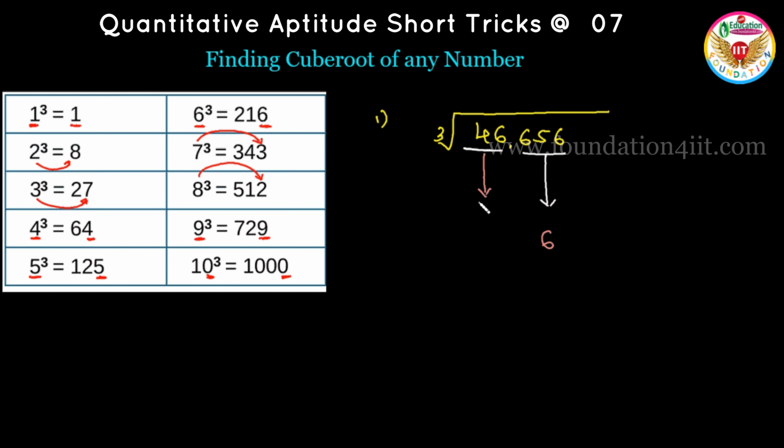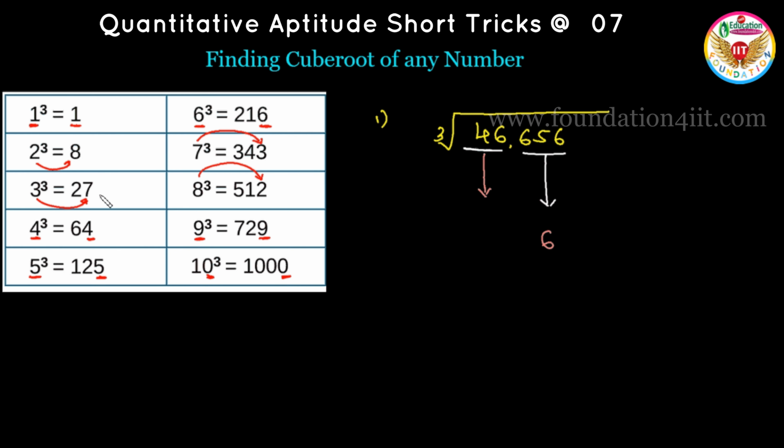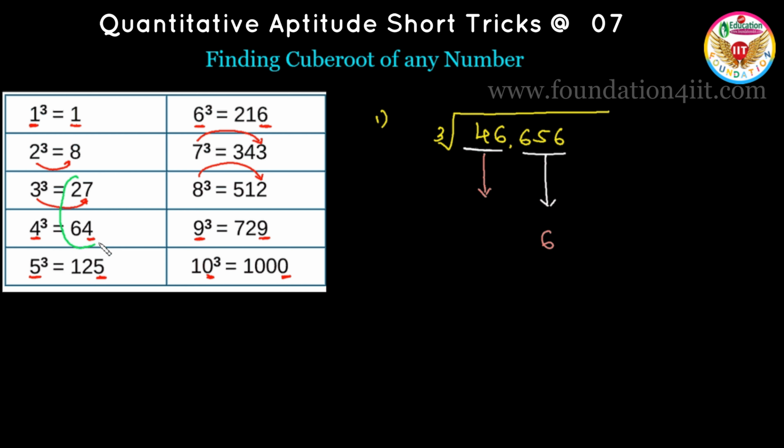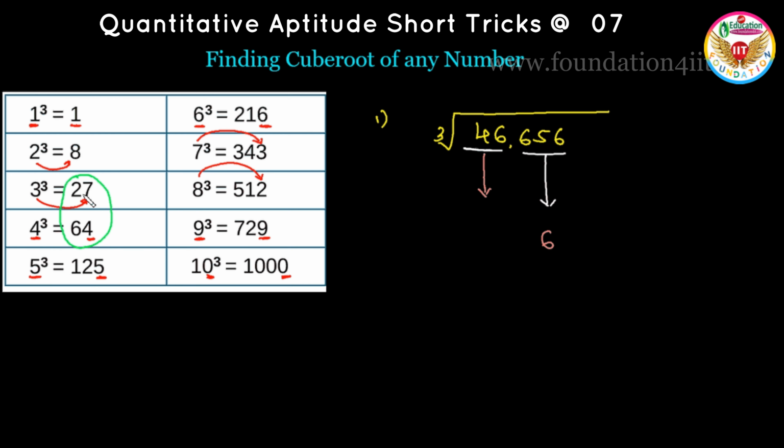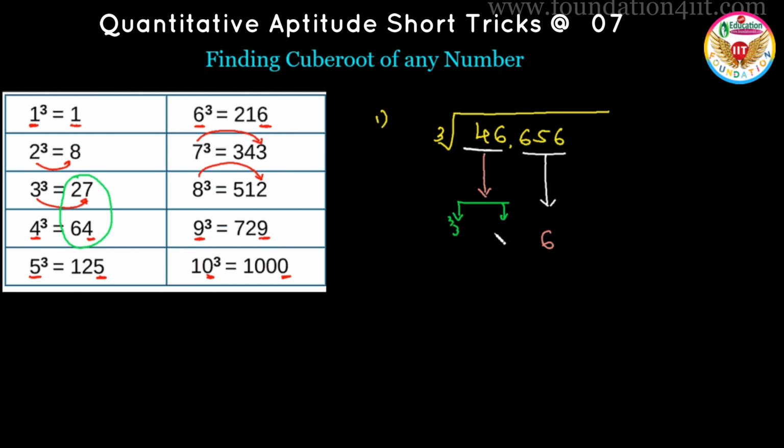Next, 46 from the other set. 46 will come between which 2 numbers? 46 will come between 27 and 64. Okay, after 27 and before 64, so that means after 3 cube. So this will come between 3 cube and 4 cube. Just observe, between 3 cube and 4 cube.